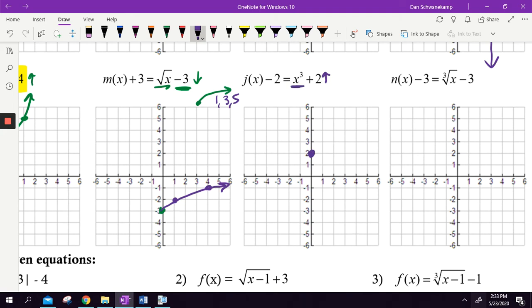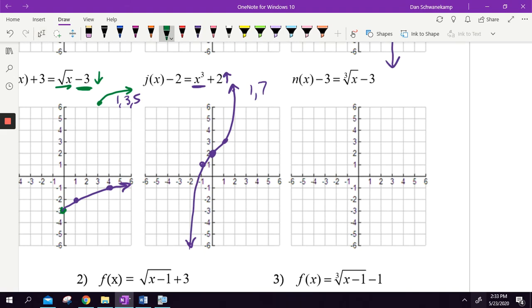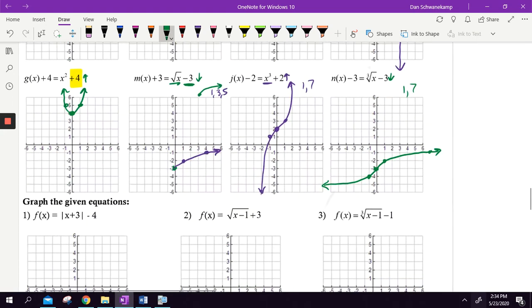It's x cubed, so it's a cube graph. It's 1, 7 is my pattern. Up 1 over 1, up 7 over 1, ran out of space. Down 1 over 1, down 7 over 1. There is my broken parabola cubic graph. Last one, x cubed minus 3. The minus 3 is taking me down 3. It's a cubic graph, so my pattern is 1, 7. So I'm going to go up 1 over 1, up 7 over 1, down 1 over 1, down 7 over 1. There is my S curve looking shape there.